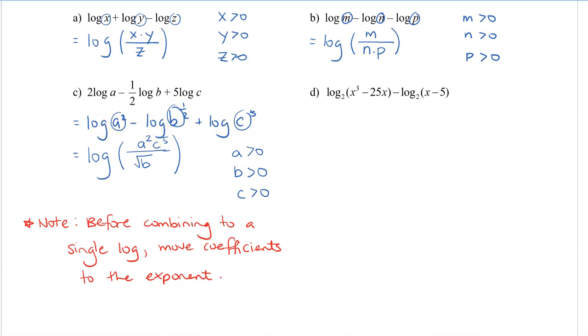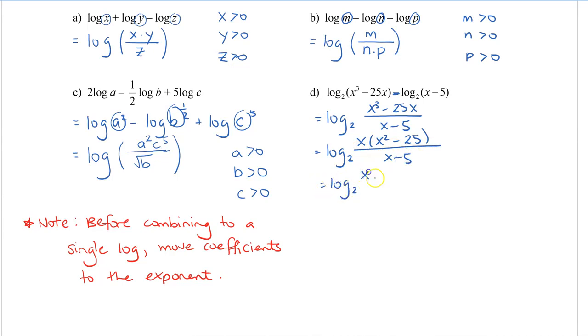All right, the last one here is quite different from the other 3. So we have log with a base of 2. And here we have a minus, which means we're going to divide. So we're going to have x cubed minus 25x dividing the value of x minus 5. Okay, so I'm going to keep simplifying. I can factor out an x in the numerator to get x squared minus 25. And then the x squared minus 25 is a difference of squares. So this will be x times x minus 5 and x plus 5. So all of this is divided by x minus 5.